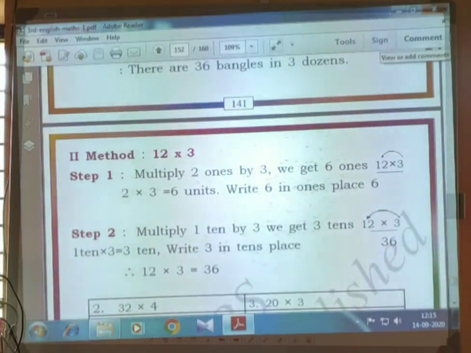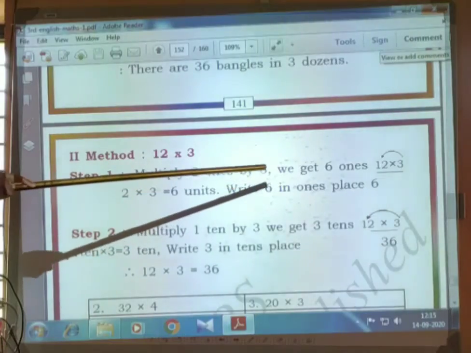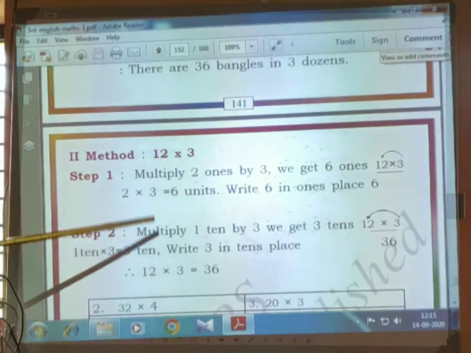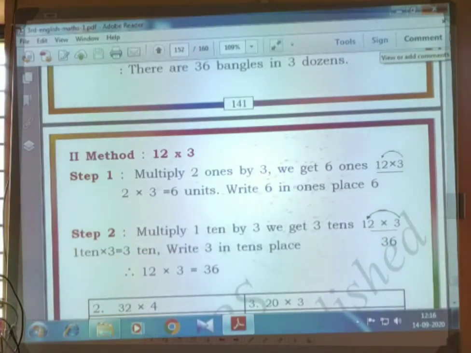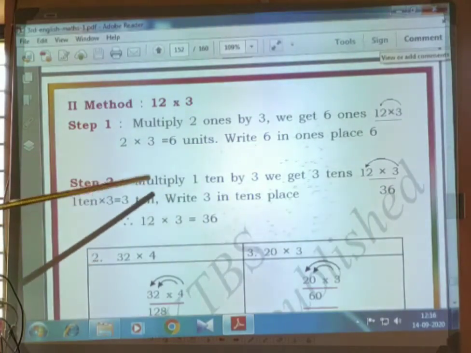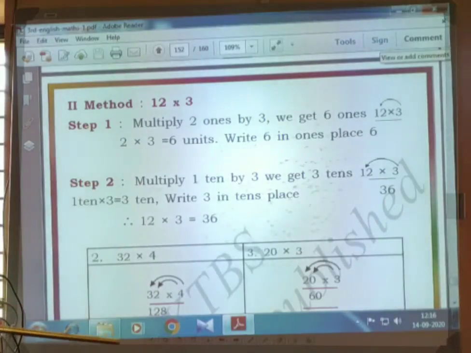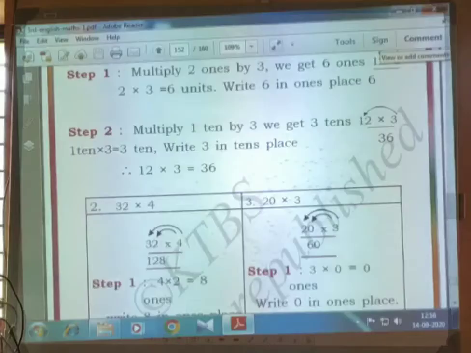And method 2, 12 into 3. In step 1, multiply 2 ones by 3, we get 6 ones, and 2 into 3 is equal to 6 units. Write 6 in the ones place. Okay, and step 2, multiply 1 ten by 3, we get 3 tens. Therefore 12 into 3 is equal to 36.